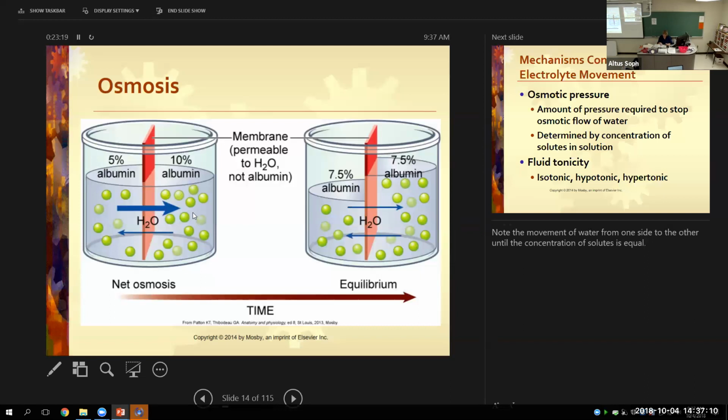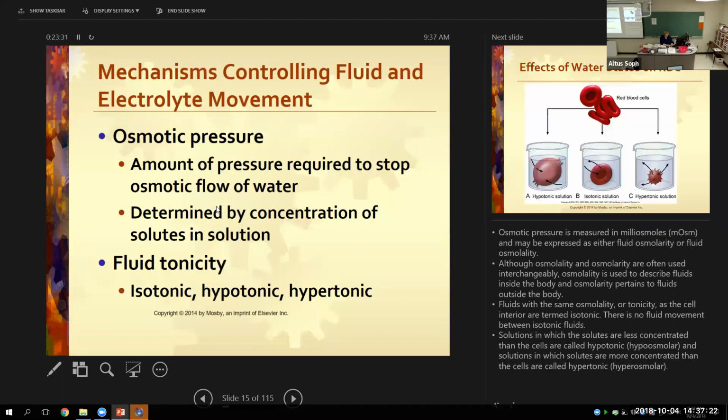So this principle of osmosis is important to remember as we now enter the discussion of our hydrostatic pressure and our oncotic pressure, okay? Osmotic pressure is the amount of pressure required to stop osmotic flow of water, determined by the concentration of solutes in a solution and your fluid tonicity.